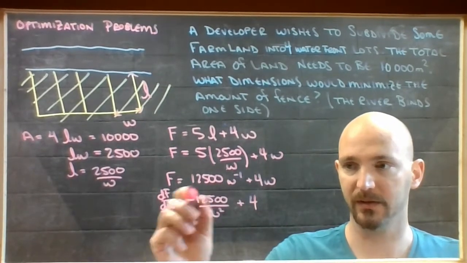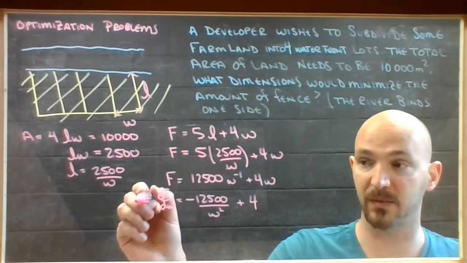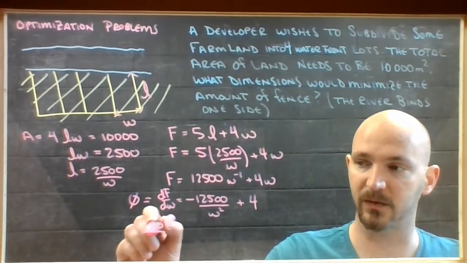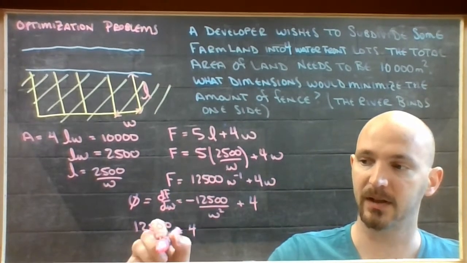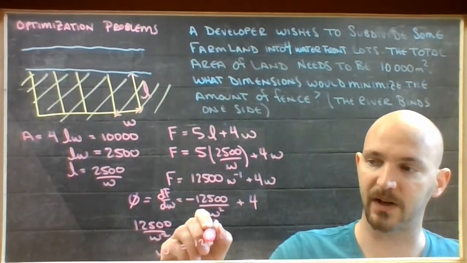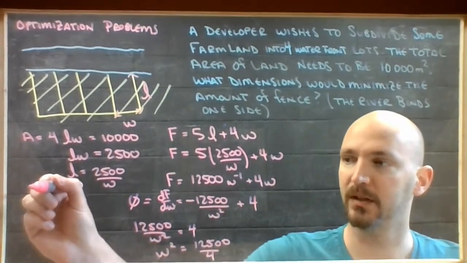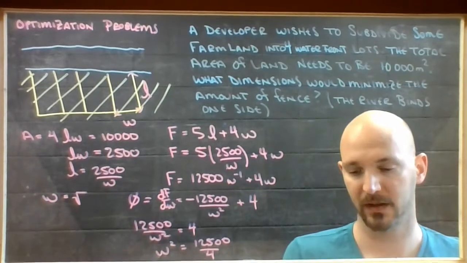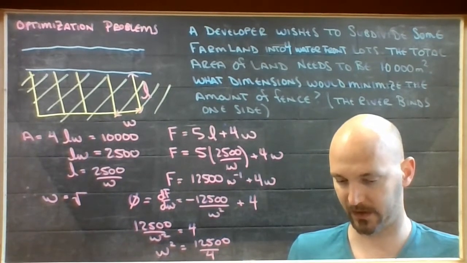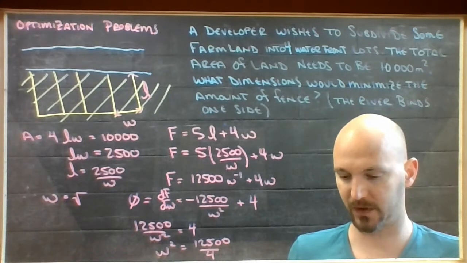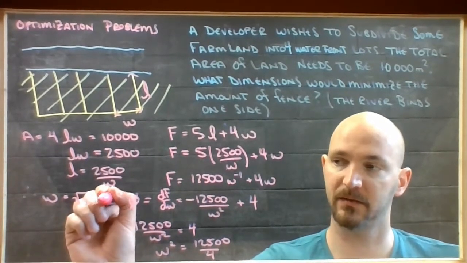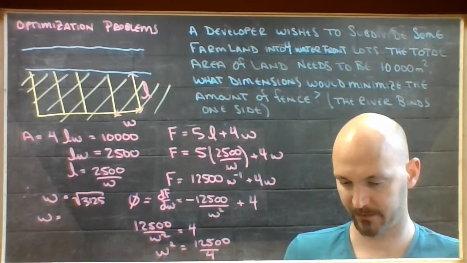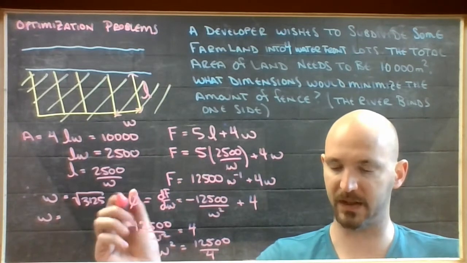I'm going to kick this over, because for this to be a max or a minimum, I have to make that 0. So kick this over. 12,500 over W squared equals 4. So W squared would be 12,500 over 4. Therefore, W equals the square root of, let's see, 12,500 divided by 4 gives me 3,125. So the width of each of those lots should be 55.90 meters.